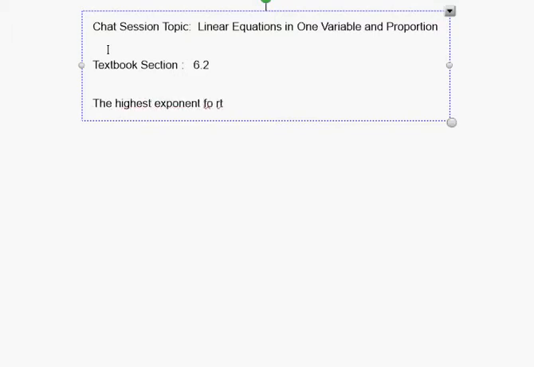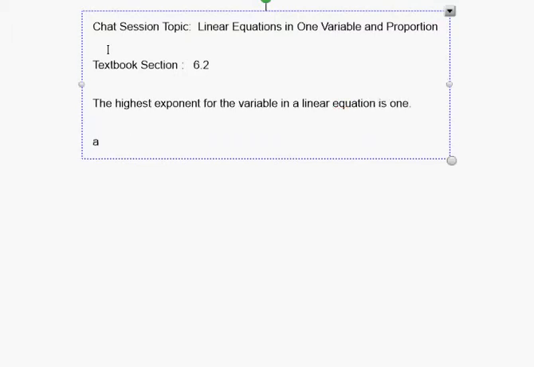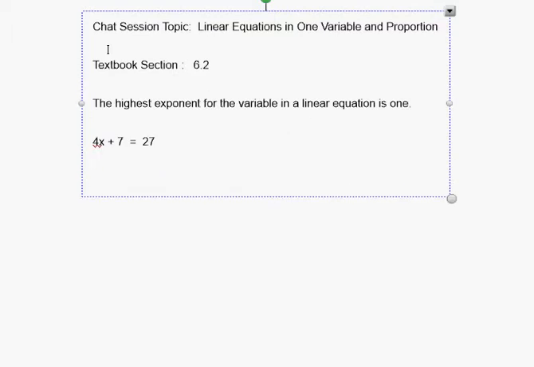Now, the highest exponent for the variable in a linear equation is 1. So if we have 4x plus 7 equals 27, the highest exponent for x in this equation is a 1.